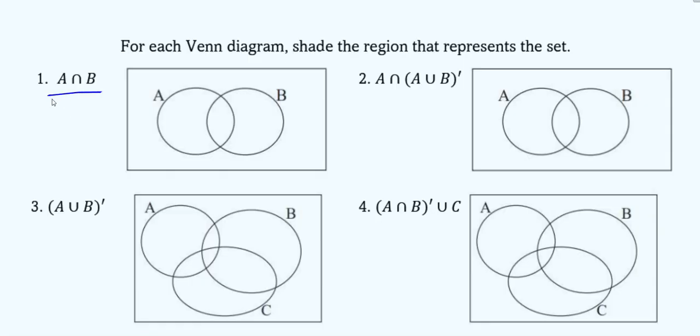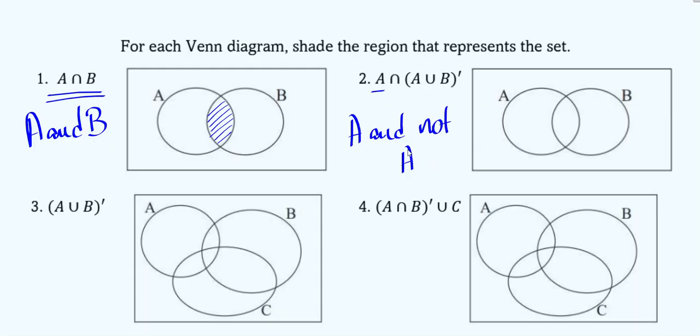All right, so A and B, we're looking at the intersection. That is the overlapping area in between A and B. This is saying A and not A or B. Okay, so it has to be in A, and at the same time, it's not in this group, A or B.